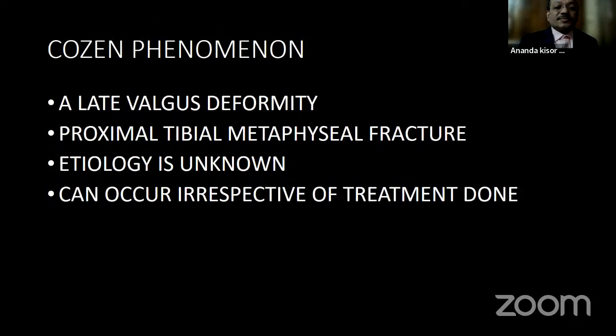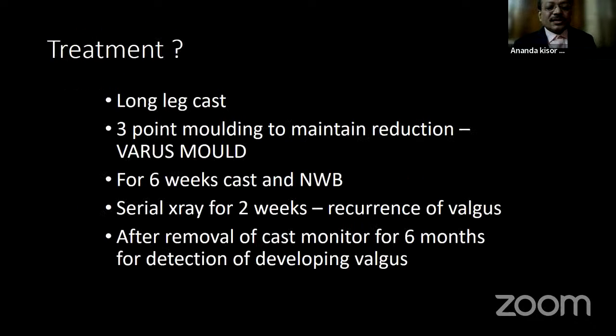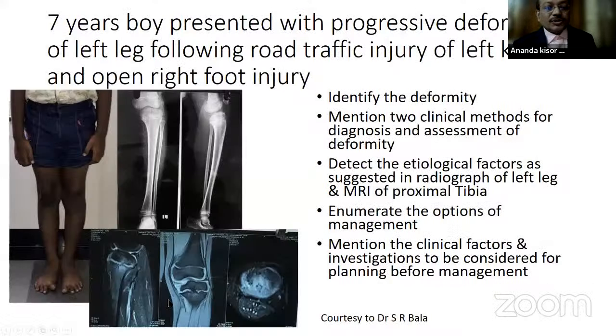So basically, Cozen's phenomenon is a late valgus deformity following a proximal tibial metaphyseal fracture. Etiology is unknown, so there are several theories. I'm not going into detail. So basically, the initial treatment is already told. I'm not going into detail.